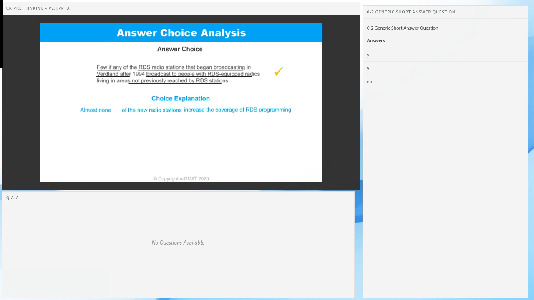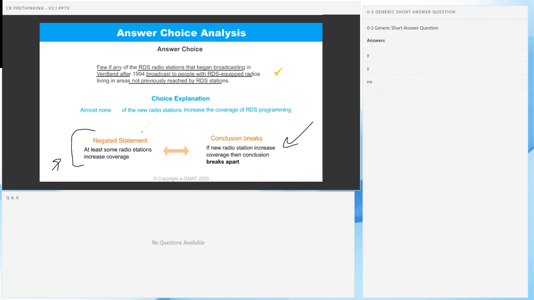Why? Because essentially, if you negate this, the negation of this is at least some radio stations increase my coverage. If they do increase coverage, then you have new people who listen to RDS programming, which means that I cannot make that conclusion that the number of people listening to RDS programming in 94 and 98 remain the same.